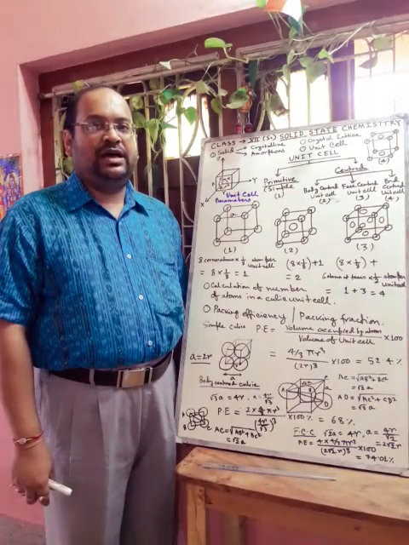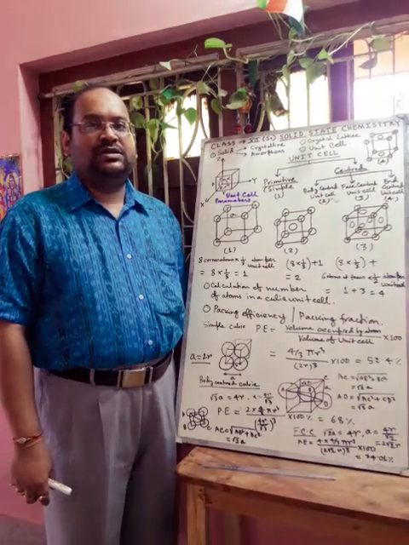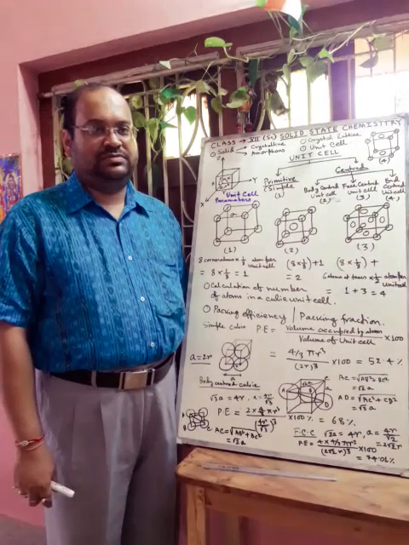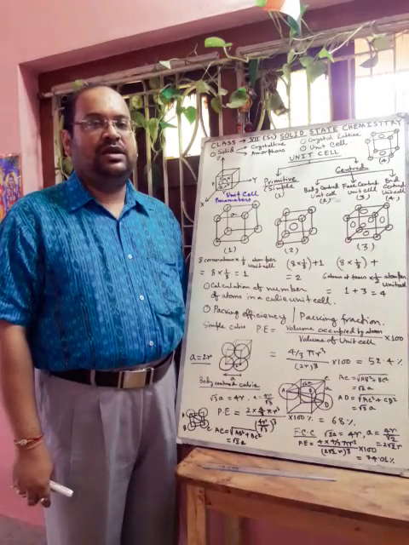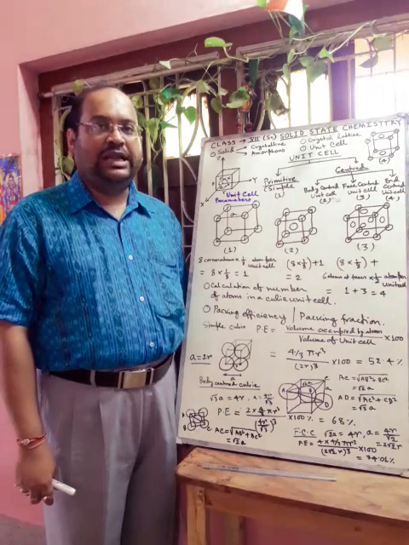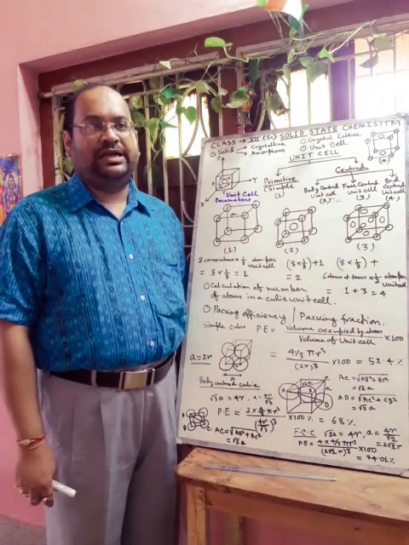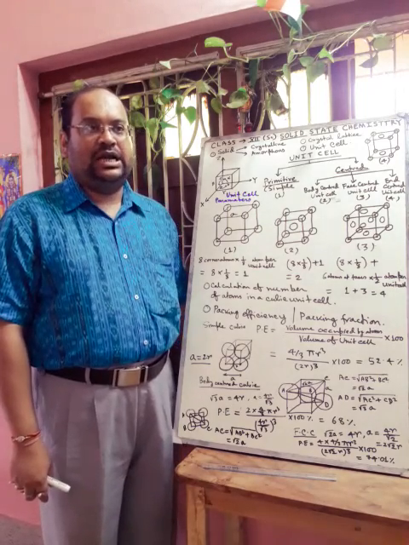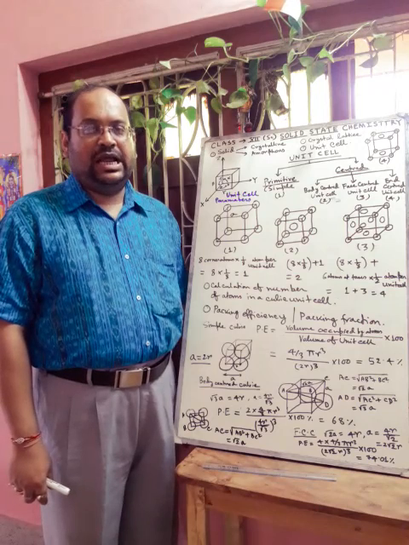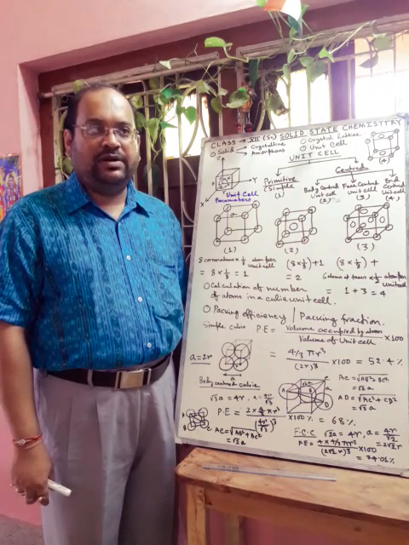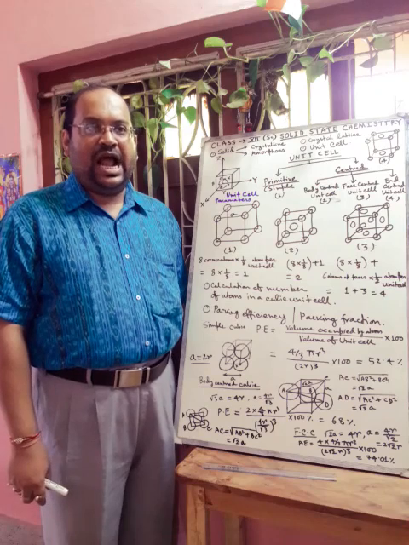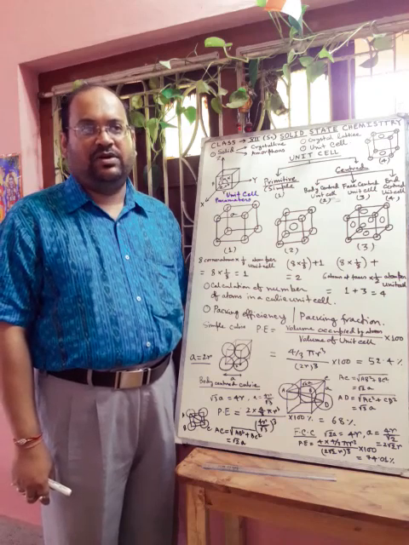Today I am going to start the chapter solid state. First of all, you have to understand what is solid. So solid is a state of matter where the constituent particles are closely packed and are unable to move, and it possesses rigidity and hence definite shape and volume.